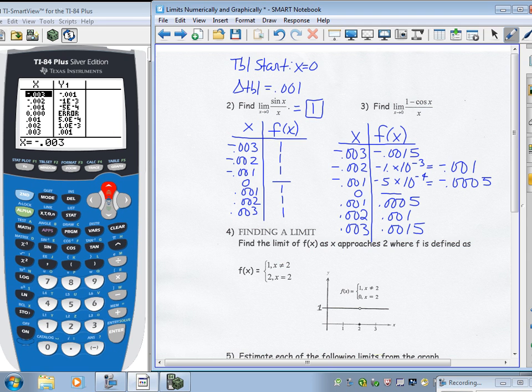So going from the top down, that's from the left, these numbers are getting closer, closer, closer to 0, right? And here, going up from the bottom, that's heading in from the right, numbers getting closer, closer, closer to 0. Any questions on 2 or 3? No? Okay.